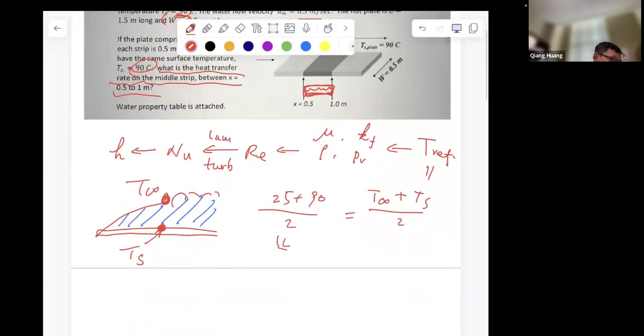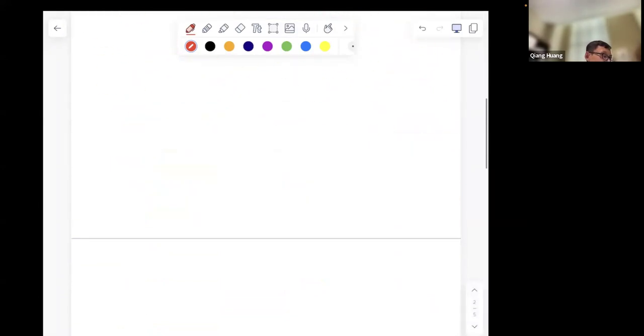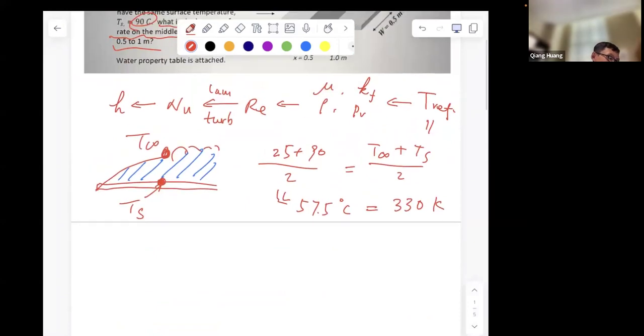That actually gives us 52.5, right? No, 57.5 C, which is about 330 K. And then you look for the properties at 330 K. Some students somehow calculate this wrongly, and then this would be wrong. I will take a few points off unless your properties are totally off.